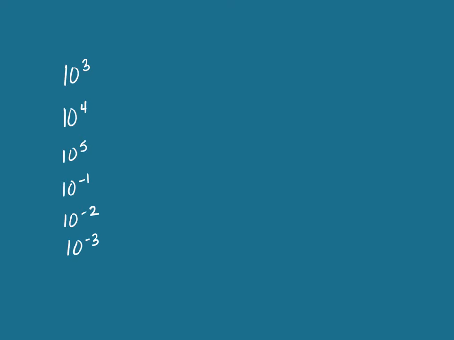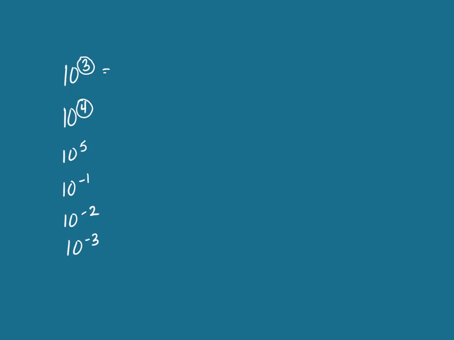So for powers of 10 for scientific notation, that just means whatever exponent or whatever power the 10 is raised to. So this one right here is 10 to the third power. This is 10 to the fourth power, 10 to the fifth power, 10 to the negative first power, 10 to the negative second power, and 10 to the negative third power. So what that means and what that looks like is like this.